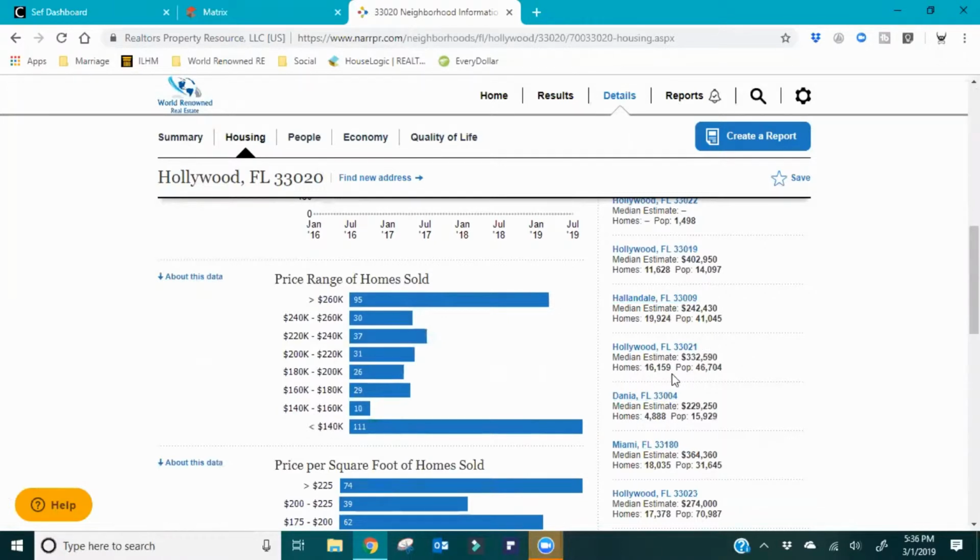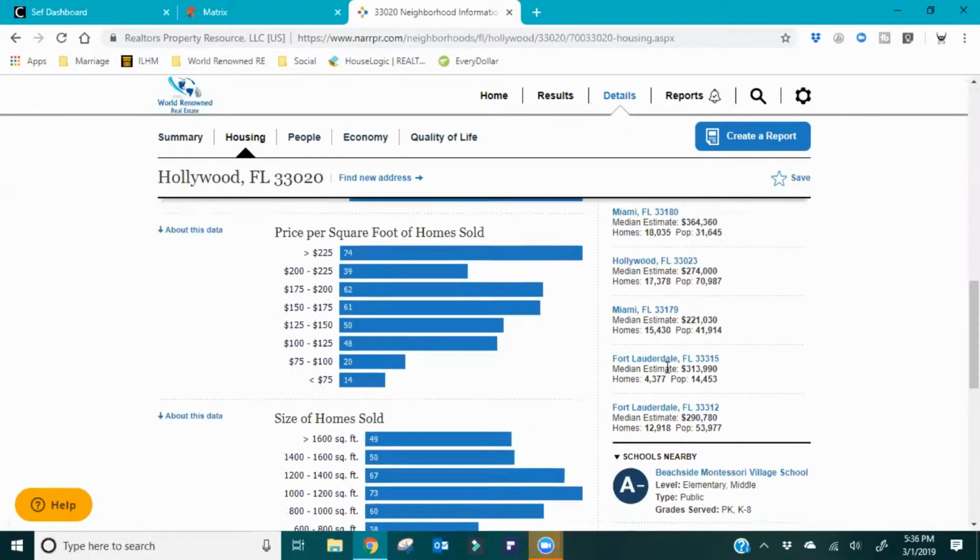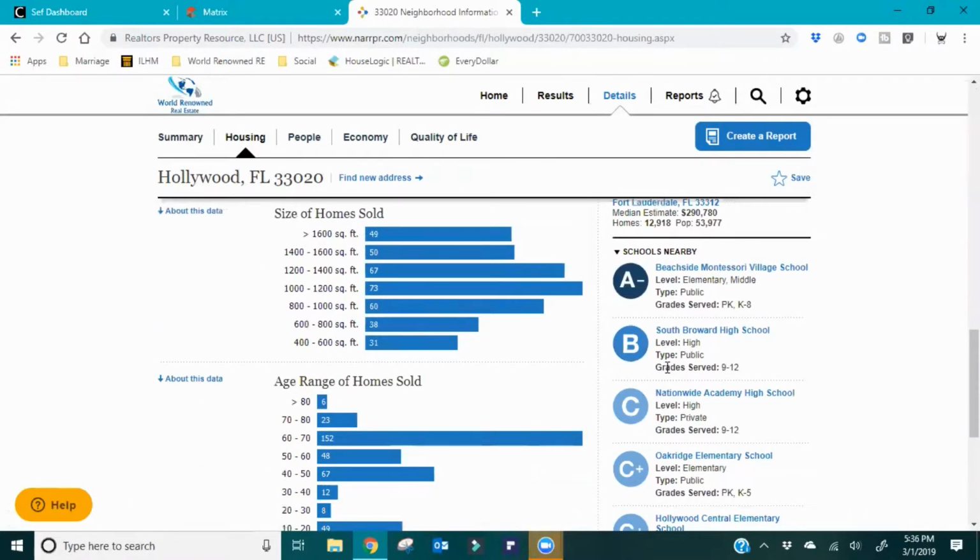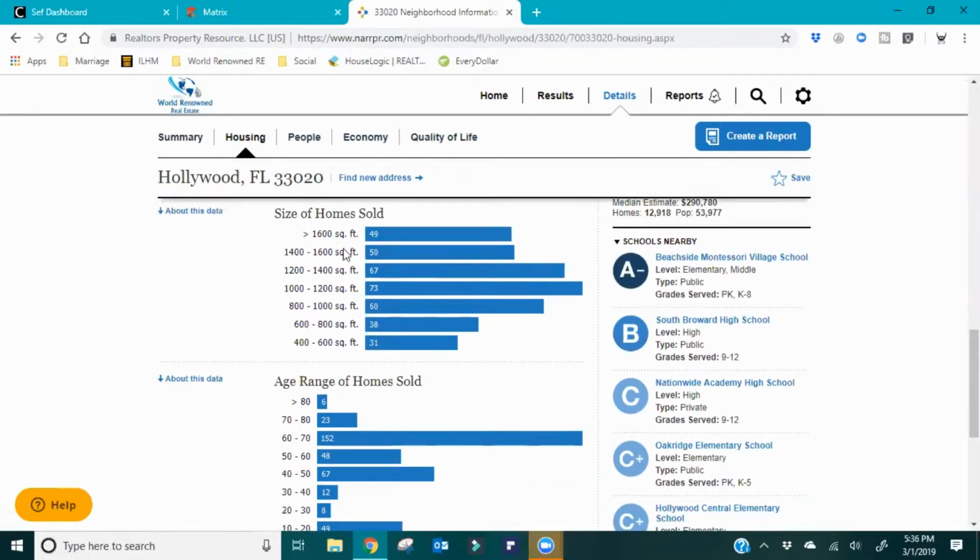And it talks about the median estimated home values for different zip codes. That is something that I can look at really quickly. The sizes of the homes sold, let's say that usually someone says, hey, I have 1,600 square feet or 1,900 square feet. That's not always a benefit. It might be that the buyers in this area are looking for properties up to 1,200 square feet. These are things to consider.